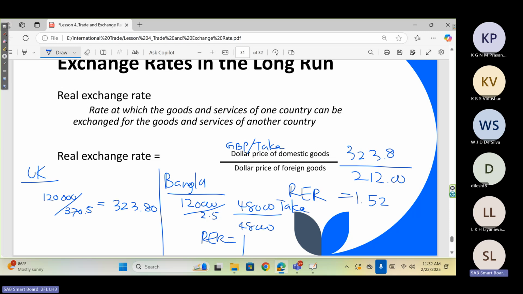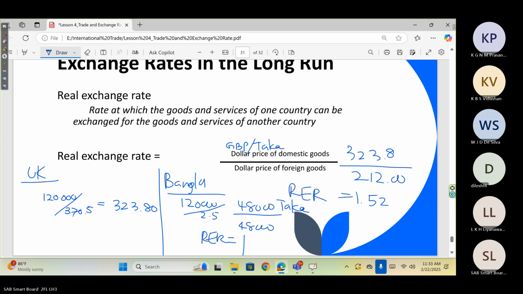The law of one price is applicable to Bangladesh because the real exchange rate is 1. That means purchasing power parity also exists between the two countries, Bangladesh and Sri Lanka. But compared to the other country, the UK, that is protected. Clear? That is what purchasing power parity is.